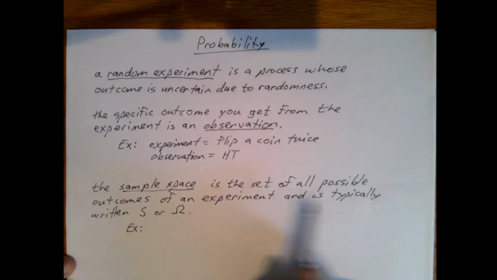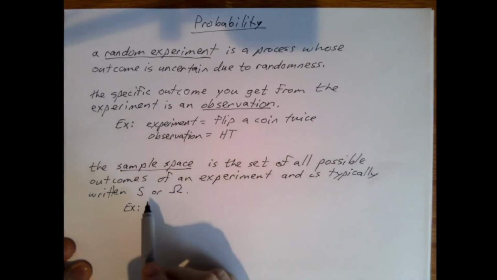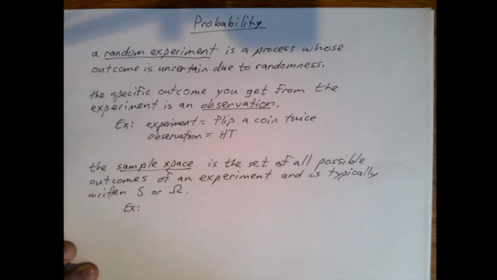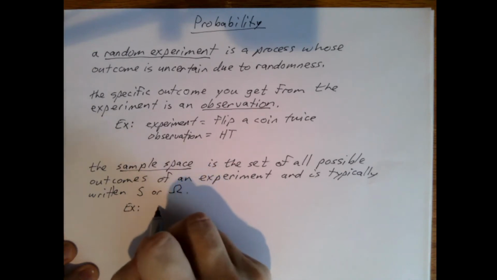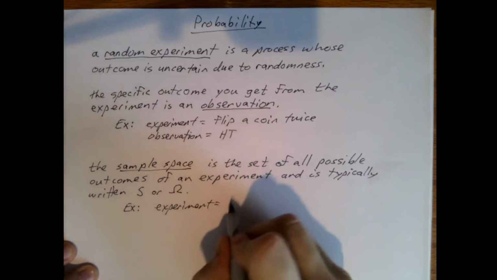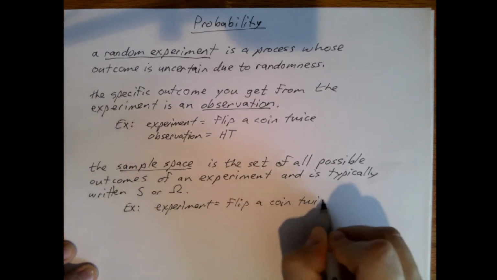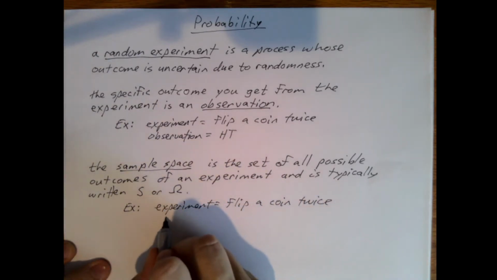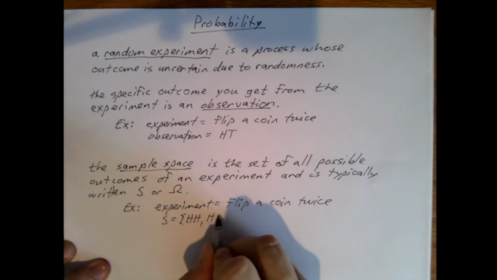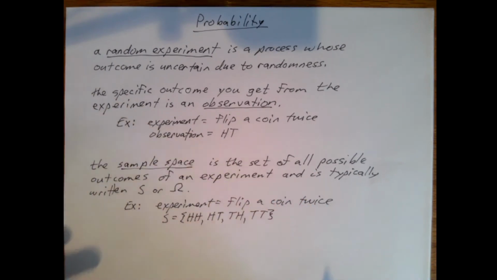The sample space is a set of all possible outcomes of an experiment. Most authors will write it either as capital S or the Greek character capital omega. So here we might have the experiment, once again, flip the coin twice. And then the sample space that we might choose would be this. We could get heads followed by heads, heads followed by tails, tails followed by heads, and tails followed by tails.